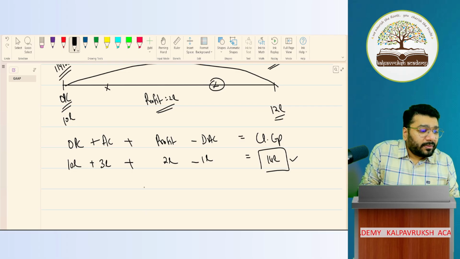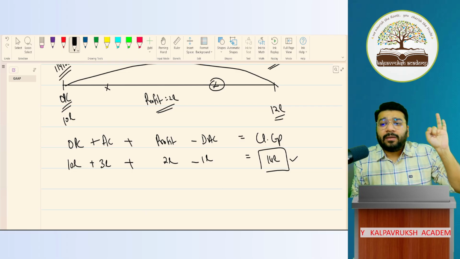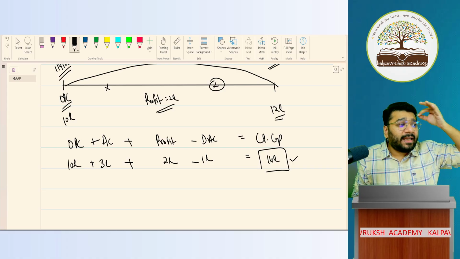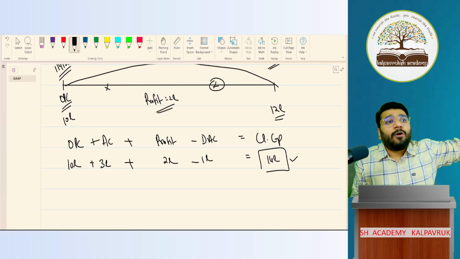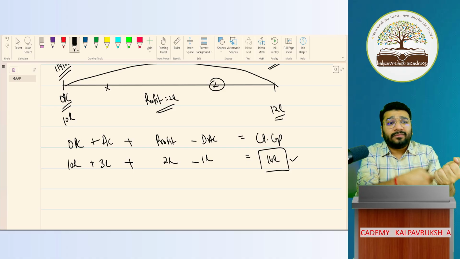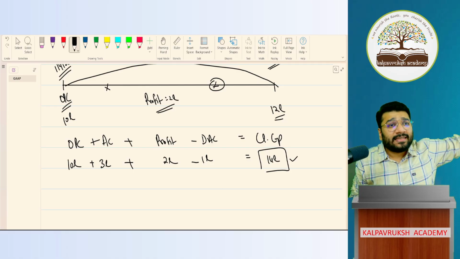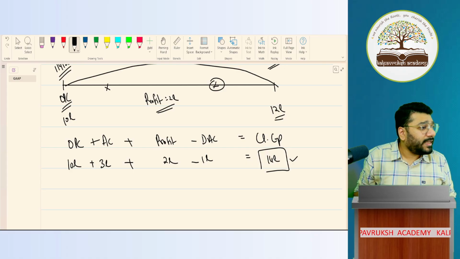The equation is: opening capital plus additional capital plus profit minus drawing against capital is equal to closing capital. In this equation, is there anything to memorize? Is this formula supposed to be memorized, or is it there in your blood, veins, capillaries, whatever you say? Since 11th we are studying this. Harini, yes or no? Yes.